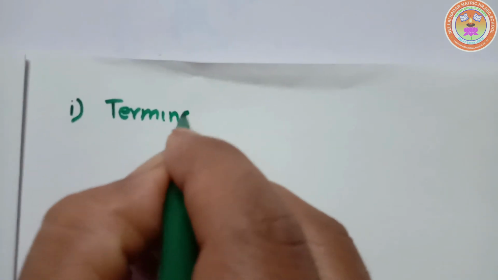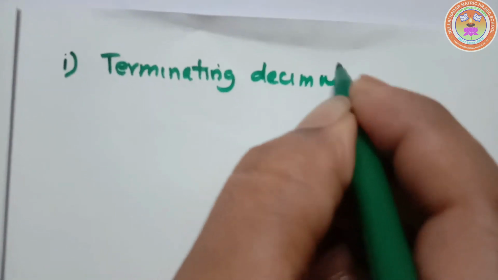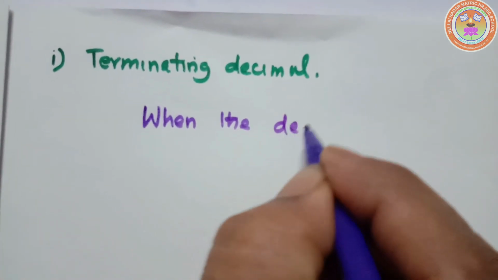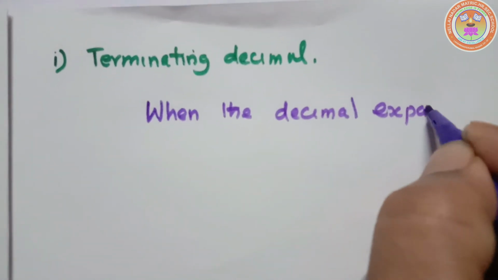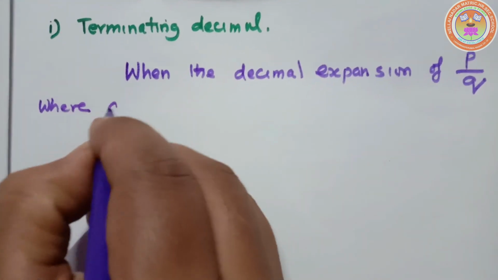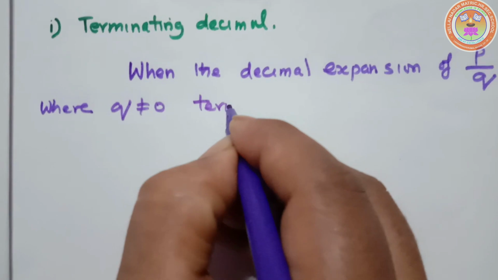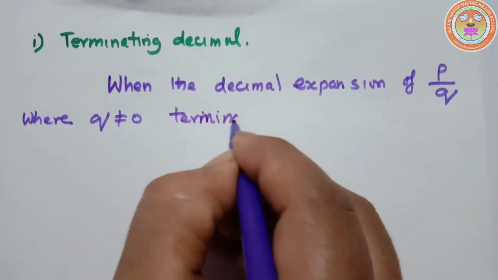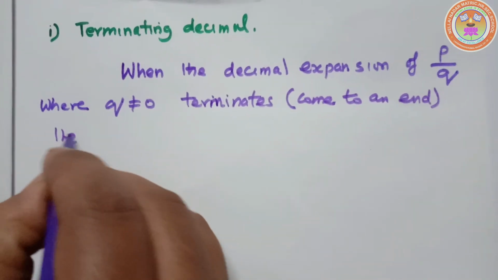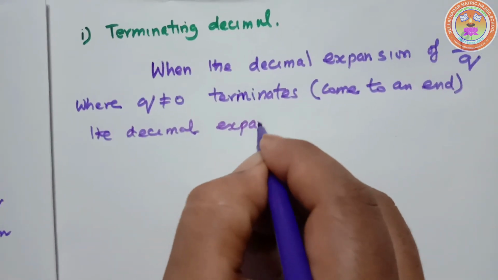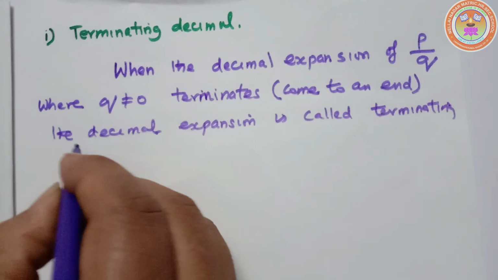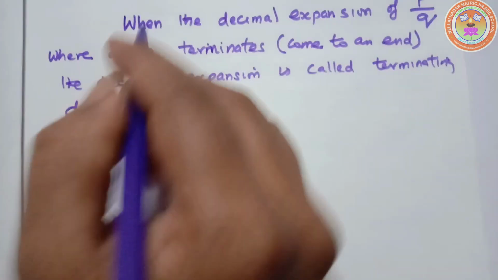Terminating decimal. When the decimal expansion of p by q, where q is not equal to 0, terminates, that is, comes to an end, the decimal expansion is called a terminating decimal. See children, so terminating decimal.